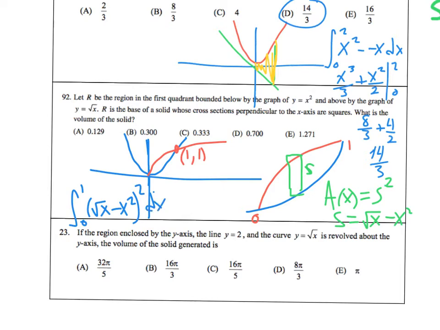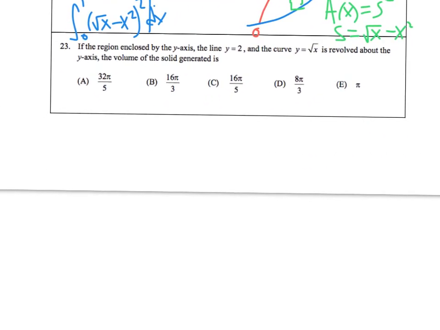And again, this is a calculator active problem. So when I go from 0 to 1 and I set this up, I'm just typing this into Desmos as we speak. So we got the square root of x minus x squared, squared, dx, and I get 0.129, and that's going to be our first value. You got to show the setup, and then you can use fnInt to evaluate that.